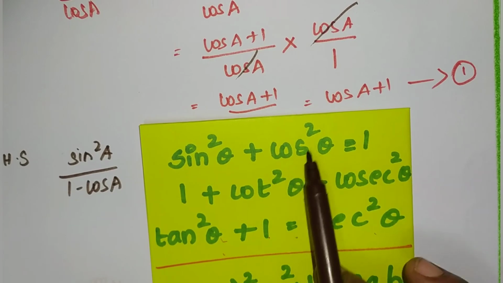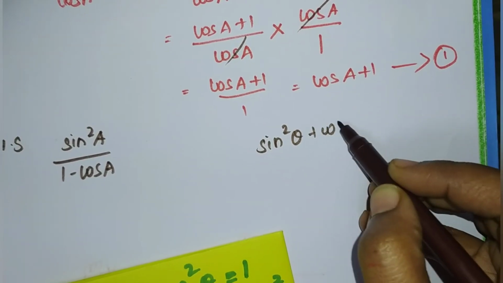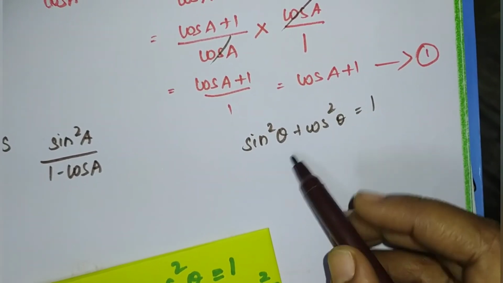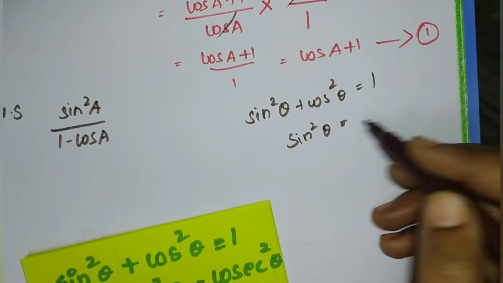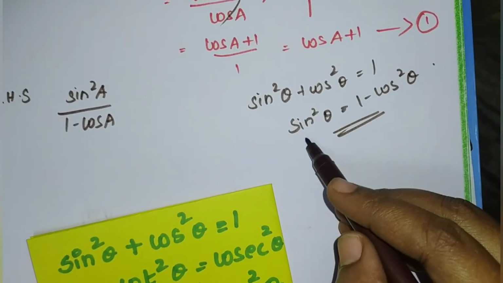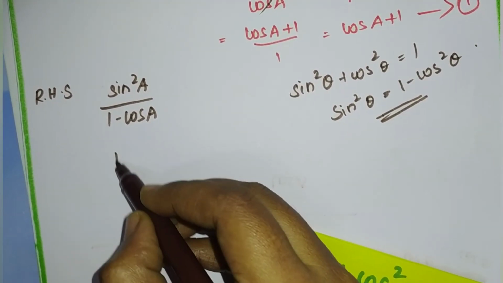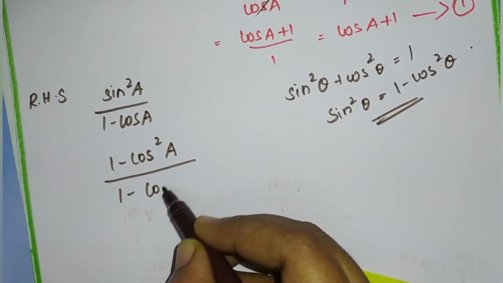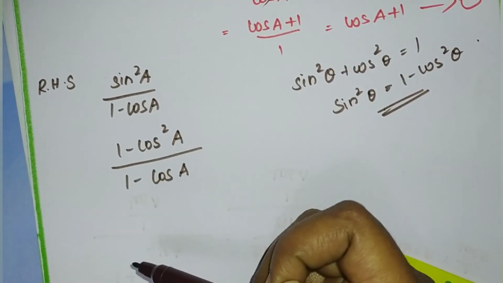So you have to shift the cos square to the right hand side. Clear? Which formula? Sin square theta plus cos square theta is equal to 1. This is an identity and I want only sin square theta, so the remaining thing you can shift to the right hand side: 1 minus cos square theta. So instead of sin square theta I can substitute 1 minus cos square theta. So 1 minus cos square A divided by 1 minus cos A. More than this we can't simplify anything. It is in the simplest form, no?